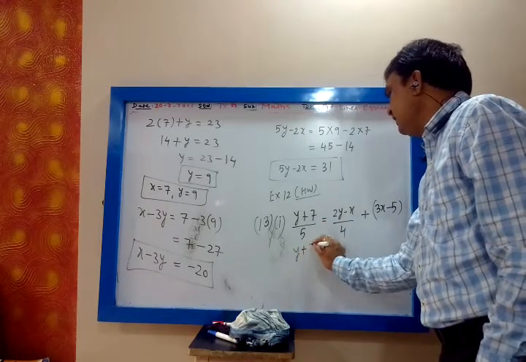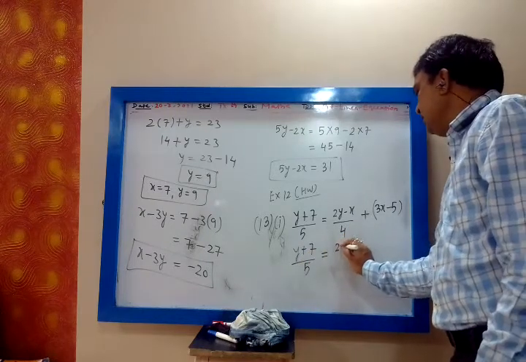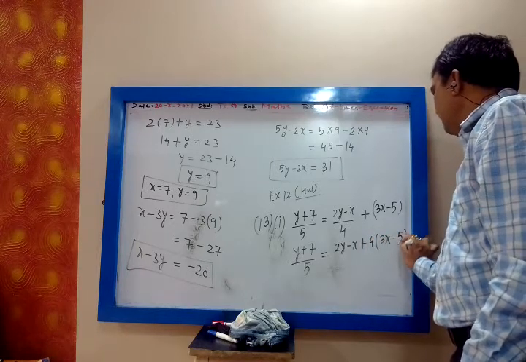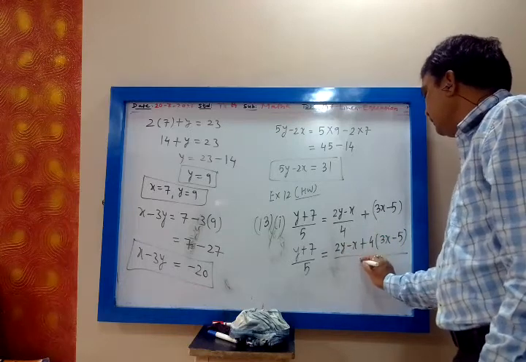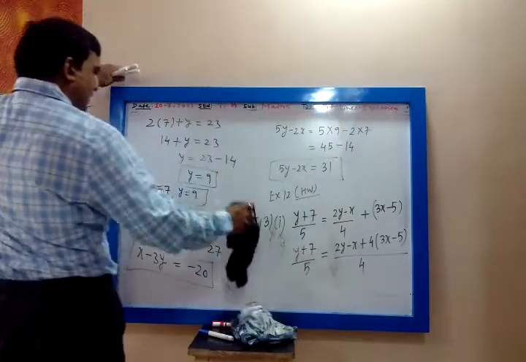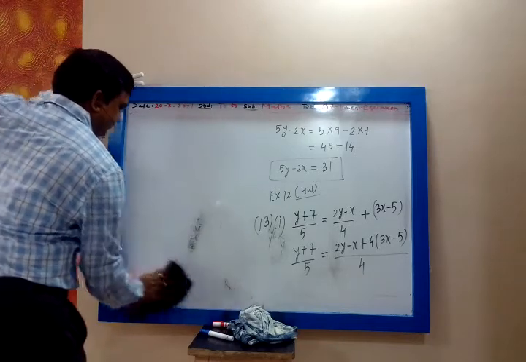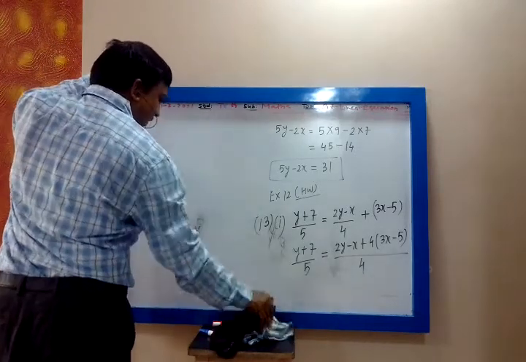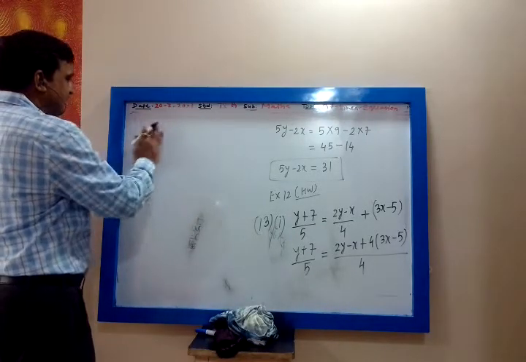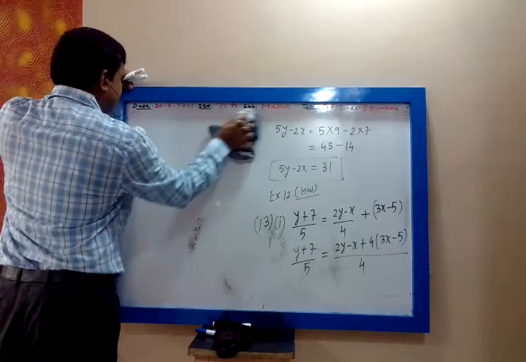So y plus 7 upon 5 is equal to, there I will cross multiply, 2y minus x plus 4 into 3x minus 5, divided by 4 into 1, that is 4. Denominator it is 1. So simplify, y plus 7 upon 5 is equal to 2y minus x, simplify that.